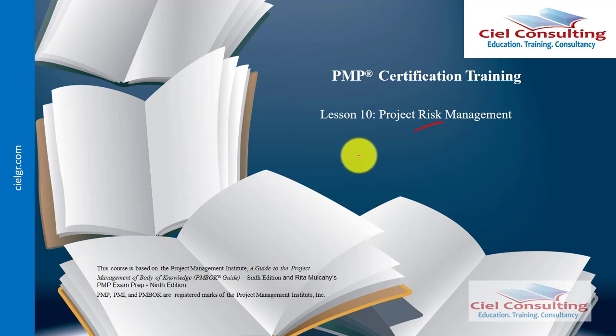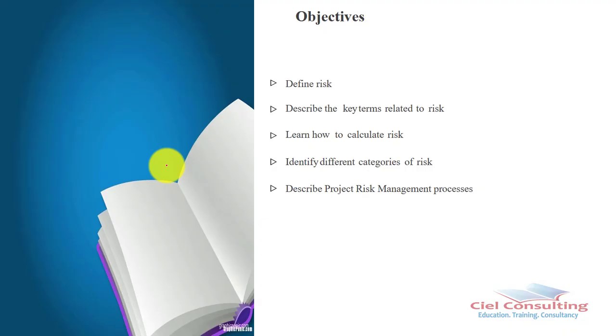So risk basically refers to uncertainties. Uncertainties that, when they happen, can give rise to either a positive or a negative outcome. That's what we refer to as risk. In this particular knowledge area, by the time we are done, you should be able to know what risk is all about, describe some of the key terms that we use under project risk management, learn how to calculate risk, identify different categories of risk, and describe project risk management processes. These are some of the things we shall be taking a look at under project risk management.